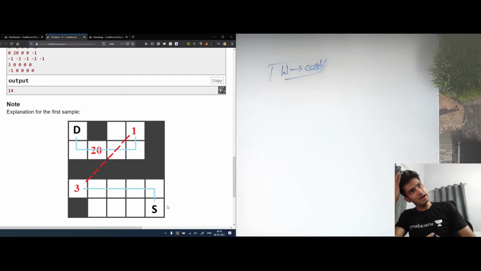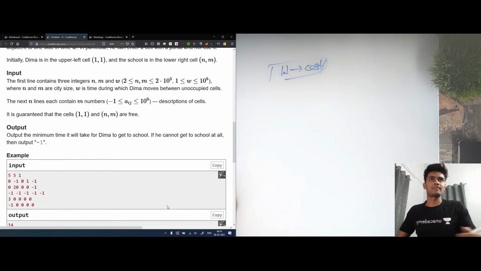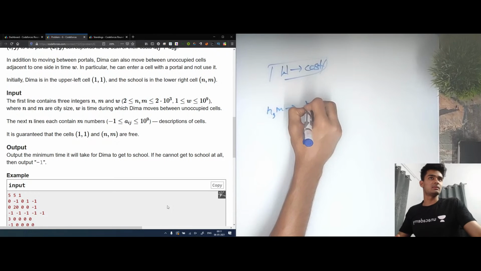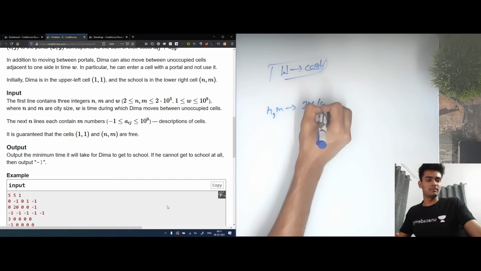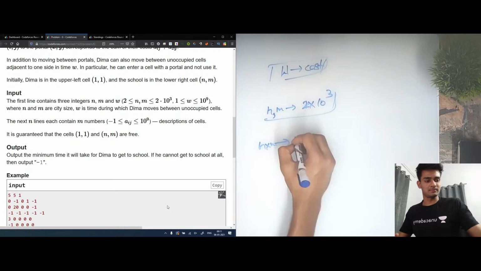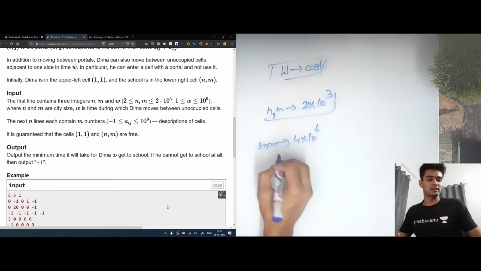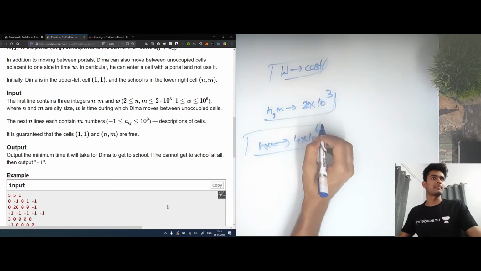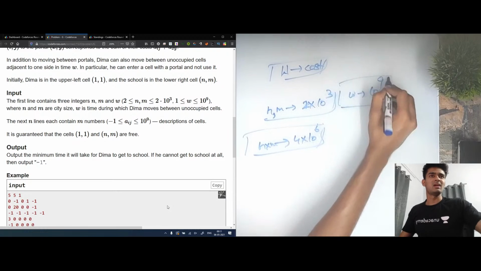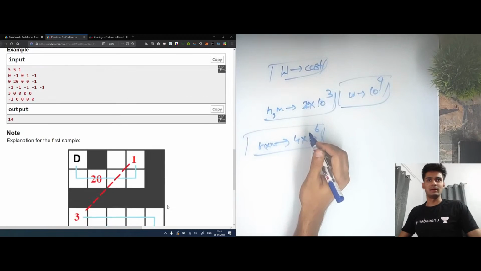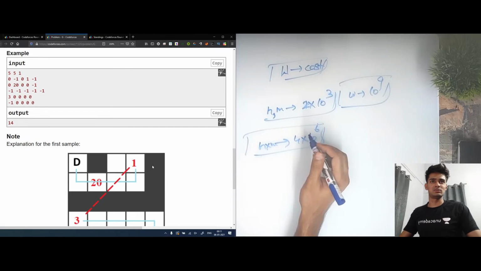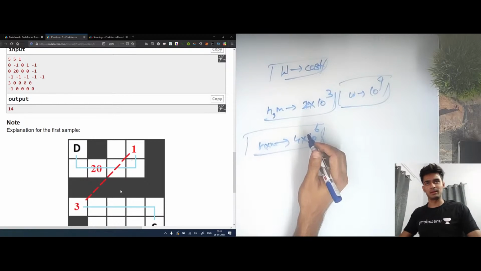Okay, so let's look at the constraints first. The constraint says that N and M are at most 2 times 10 to the power 3. So N cross M is at most 4 times 10 to the power 6. And W is up to 10 to the power 9. Okay, cool. And then we are given that -1 tells us that a cell is blocked, and other values denote if it is a tunnel or a normal passage.